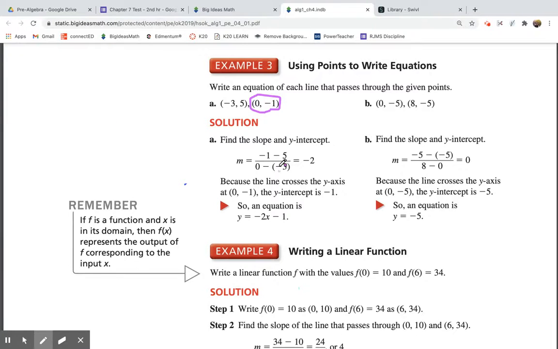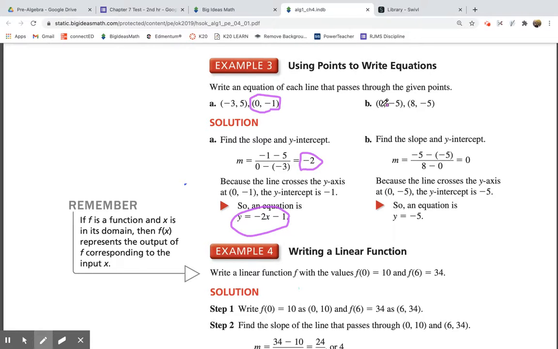So we plug it into the slope formula, y2 minus y1 over x2 minus x1. And then we already have our y-intercept. So we found a slope of -2 on this first one. And so mx plus b form, that slope-intercept form, because you are plugging in a slope and an intercept, that's where it gets its name. So we have y equals negative 2x minus 1. That's all you're doing on that one. It's pretty similar to the last one. It's just instead of a graph, they only give you the points.